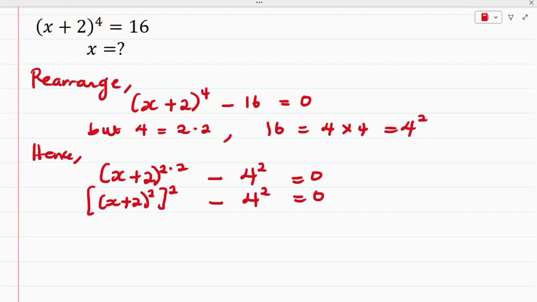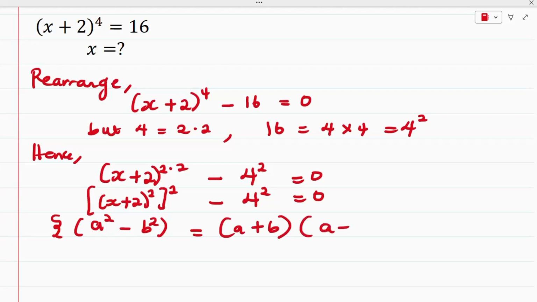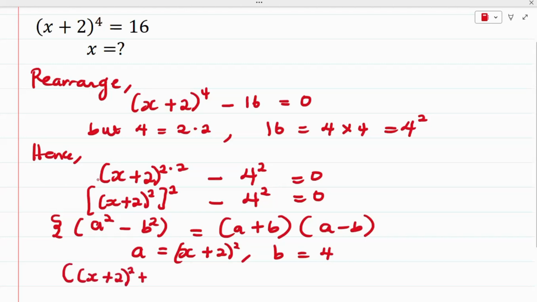Okay, so right here we want to simply apply this property that says a^2 - b^2 = (a + b)(a - b). So applying this property, from here we have that a is equal to (x + 2)^2, and b is equal to 4. Hence we have ((x + 2)^2 + 4)((x + 2)^2 - 4) = 0.